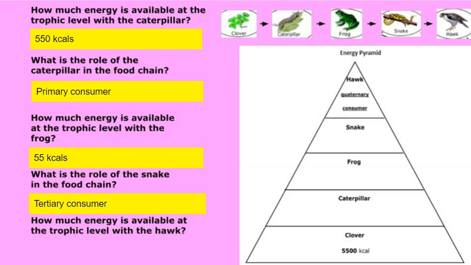And so what gets passed up to the hawk is only 0.55 kilocalories of energy. That hawk has to consume a lot of snakes to get the energy that it needs. 0.55 kilocalories of energy. All right, guys, hopefully you got all those correct. If you did not, make sure you correct those. And then make sure this goes in the notebook.